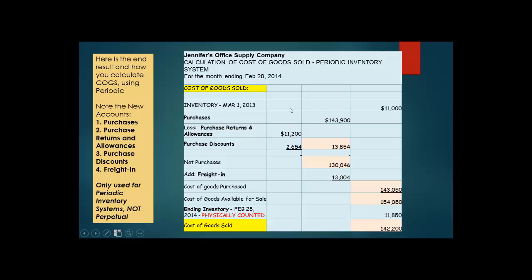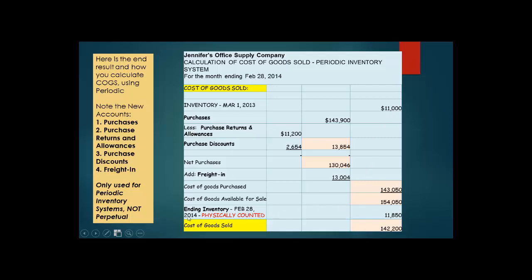Just like with the supplies account, we start with the beginning balance in the inventory account. We add the purchases. We subtract the returns and allowances. We subtract the purchase discounts. Add those two together. We add the freight in. Add those two together, and we have the cost of goods purchased. We add the cost of goods purchased to beginning inventory, and we have cost of goods available for sale.